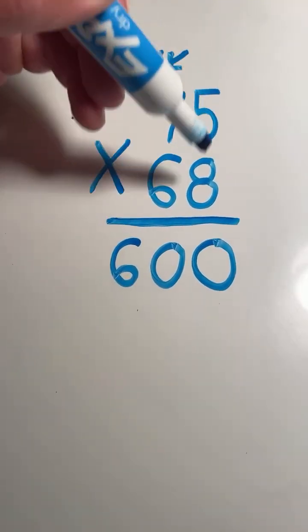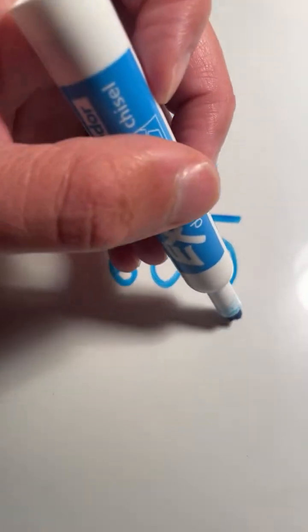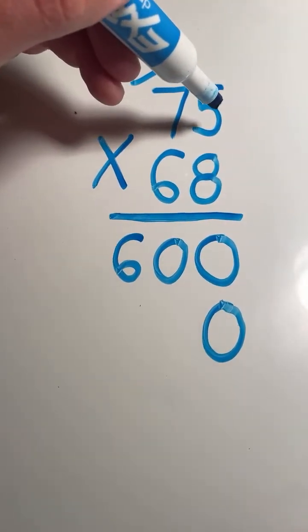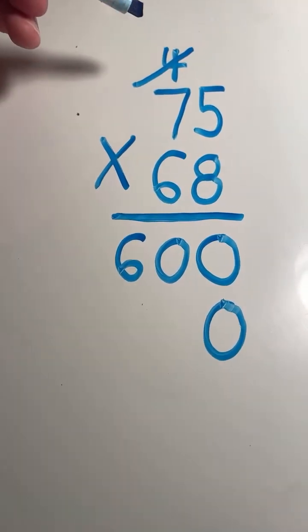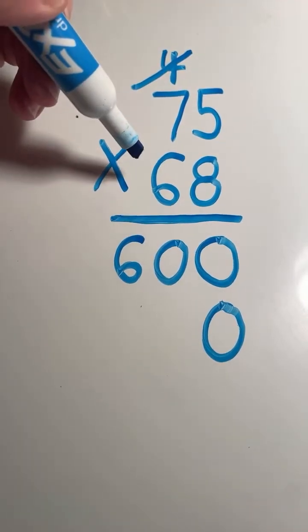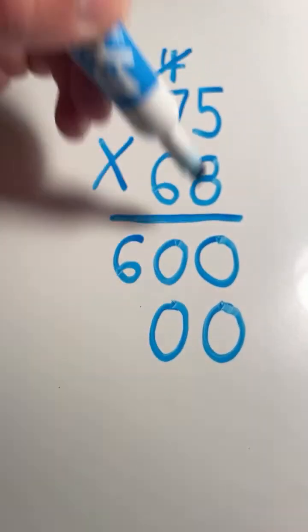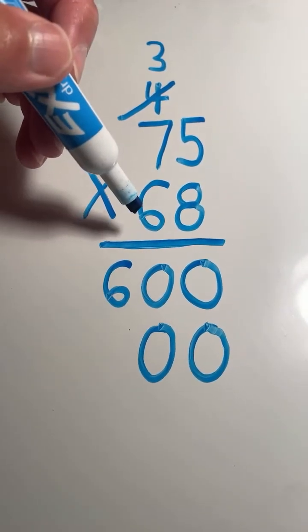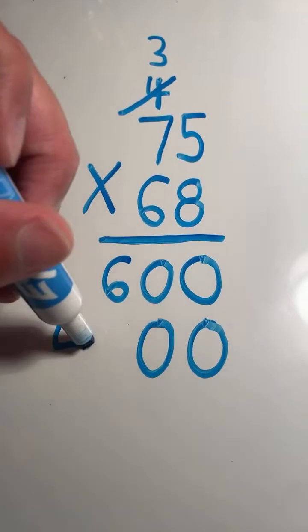Now we're going to put a 0 in the ones place since both digits in the ones place have already been multiplied. And now we have to multiply the top 2 digits times the bottom digit in the tens place. So 5 times 6 equals 30. 0, carry the 3. 7 times 6 equals 42. Plus 3 equals 45.